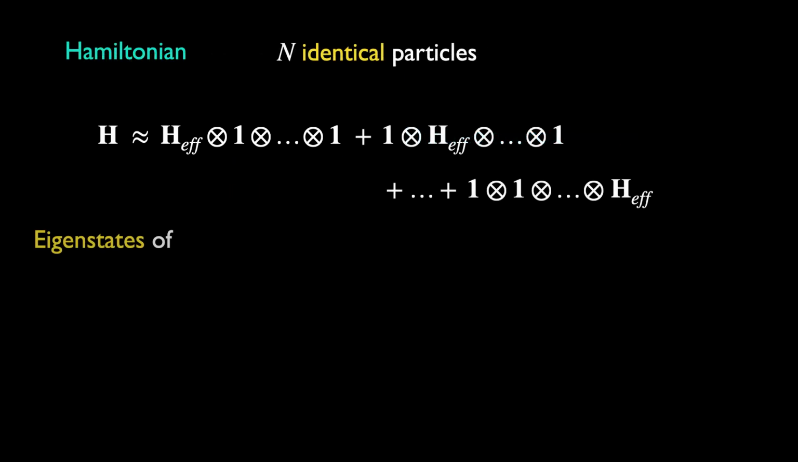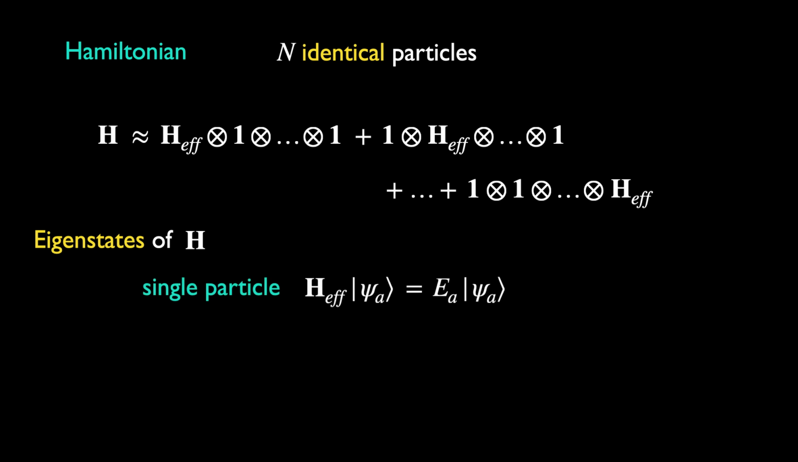Let's find the eigenstates of this Hamiltonian. This is straightforward. All we have to do is to find the eigenstates for the single particle Hamiltonian. These states are denoted by psi A. The index A labels the different eigenstates. Ea is the energy of a single particle.